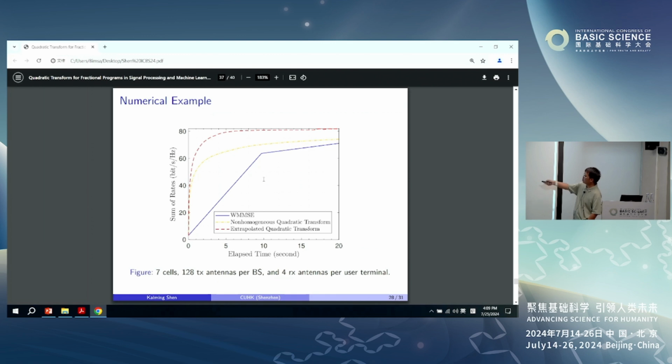As you can see, extrapolated quadratic transform converges really, really fast. After just 4 seconds, it almost converges. In comparison, the WMMSE algorithm is still far away from convergence after over 20 seconds. So it's much more efficient compared to the traditional methods.